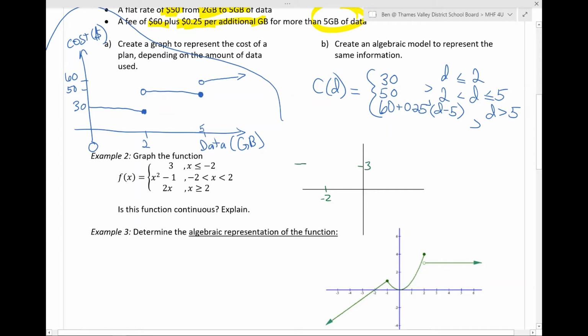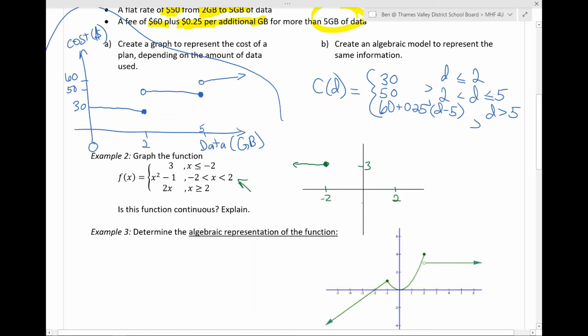And this will go off towards -infinity. It's less than or equal to, so we have a filled in dot here. And then we go on to the next part of the domain. So the next part of the domain is between x is equal to 2 or -2. So that means that for this entire portion of the domain, we're going to be following this part of the input, which is x squared minus 1.